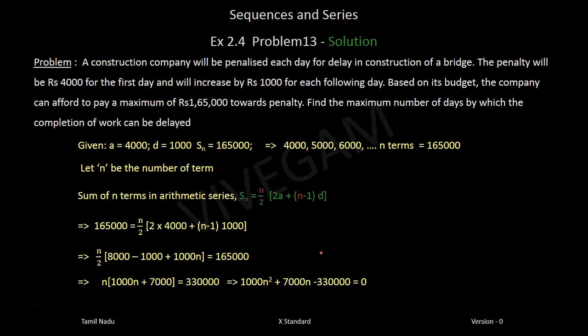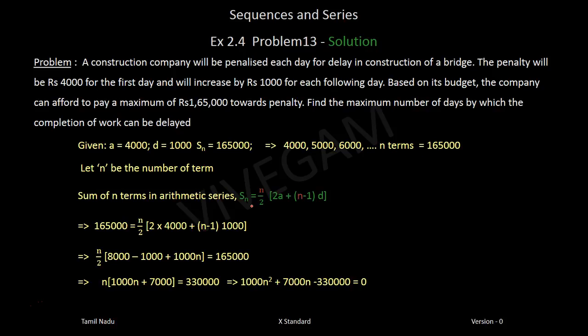Okay, let's recap. So the first thing is that you list the series. The series is given indirectly. For the first day it is 4000, and every day they are adding 1000. So A is 4000, D is 1000, and the total penalty is 1,65,000. If you use the entire money, then that is the maximum number of days, isn't it? So 4000, 5000, 6000 up to n terms, the sum of all these will be equal to 1,65,000.